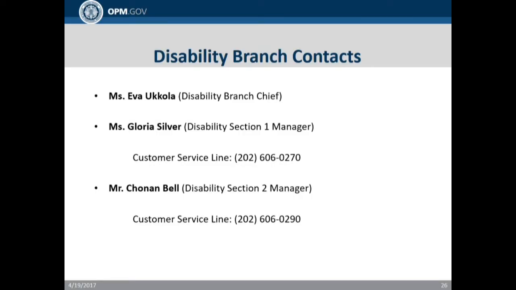And just to go over a little contact information here, the disability branch chief would be Ms. Eva Ucola. The disability section 1 manager is Ms. Gloria Silva. Her customer service line is 202-606-0270, where you can also have your staff contact us with any status inquiries at that number. Myself, I am the Disability Section 2 manager, of course, and my customer service line is 202-606-0290.